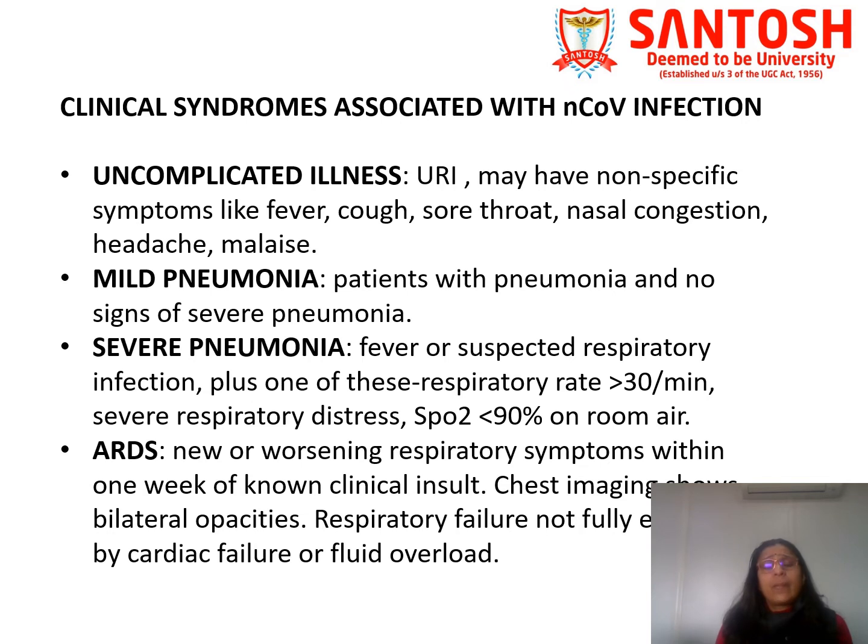Okay, but it may progress to severe pneumonia, in which the respiratory rate may be found to be more than 30 per minute. There may be severe respiratory distress with SpO2 dipping to less than 90% on room air. So that is a case of severe pneumonia and needs hospitalization. And then the most severe form is ARDS, that is the acute respiratory distress syndrome. Now this could be very, very fatal if not recognized and treated early on.